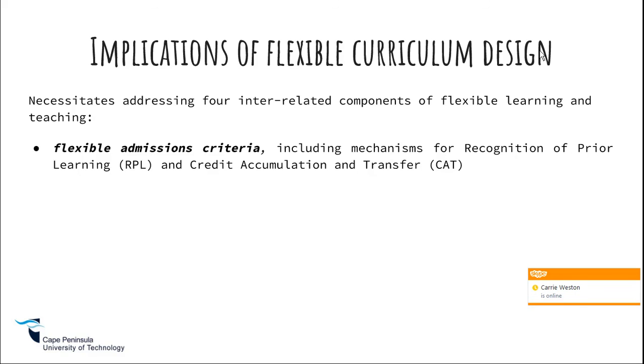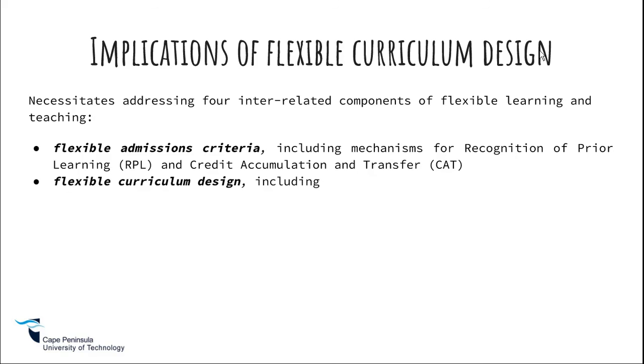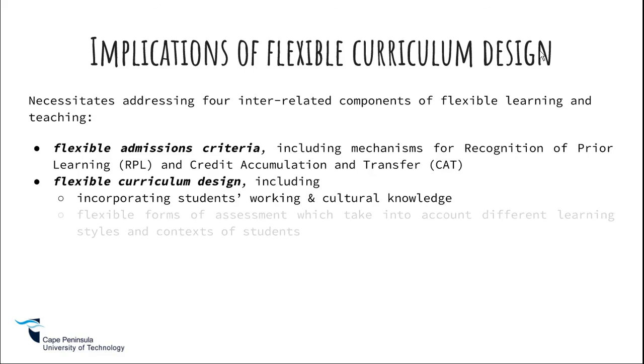So what are they coming with? Many of them may need to come via RPL. Some of them might request credit accumulation and transfer, or just for the courses that they've done to be recognized in some particular way. All right? And that would be perhaps including knowledge in the curriculum. Then there is the flexible curriculum design, which includes incorporating students' working and cultural knowledge, their specialist working and their cultural knowledge that could really enrich the course and could direct the course in some ways.